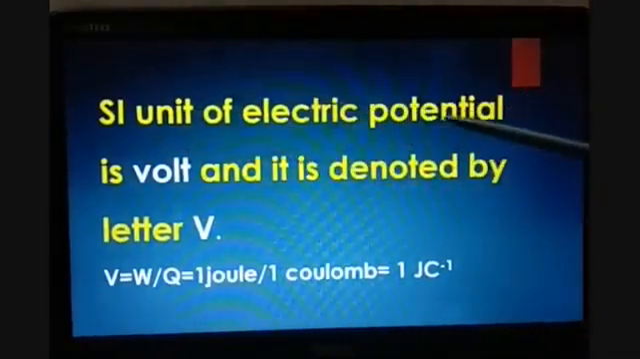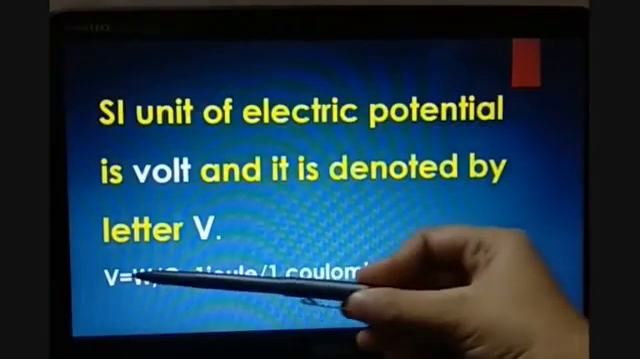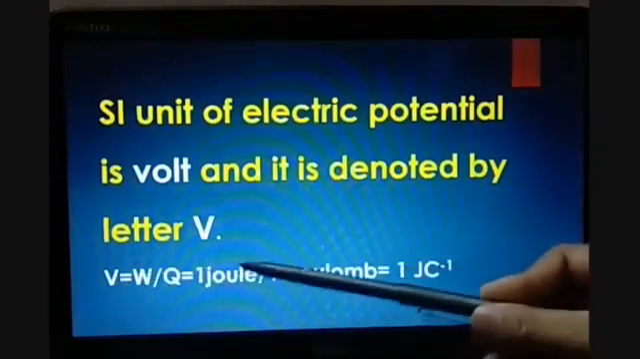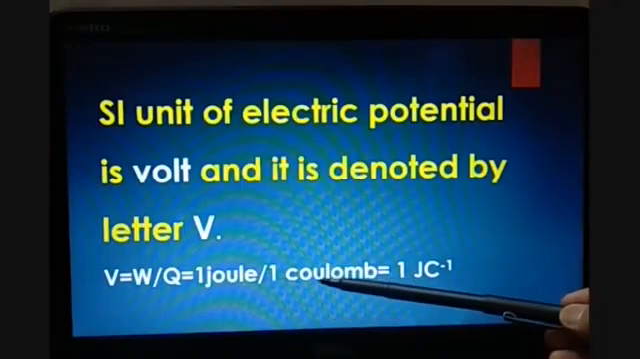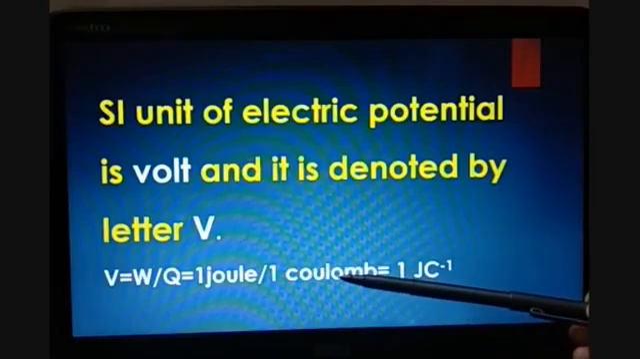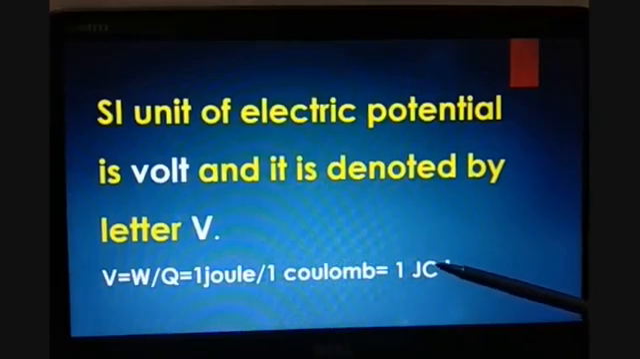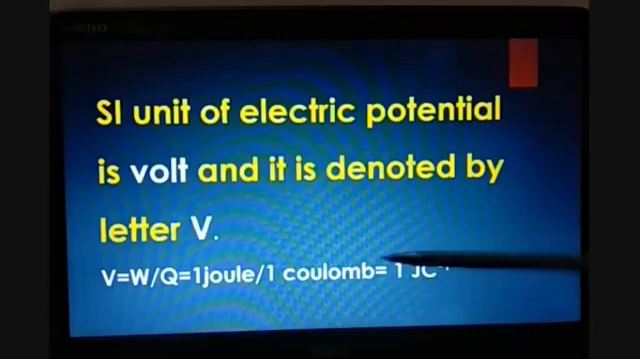The SI unit of electric potential is volt and it is denoted by the letter V. So V is equal to W upon Q, it will be equal to 1 joule upon 1 coulomb, because joule is the SI unit of work done and coulomb is the unit of charge. This way you can define 1 volt. So joule per coulomb can be the unit of electric potential, and if we take this as a combined unit, then we can call it volt.